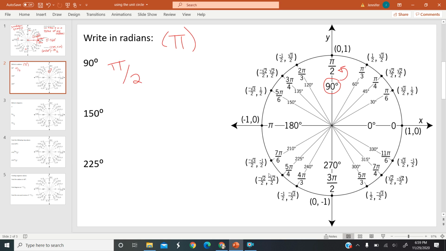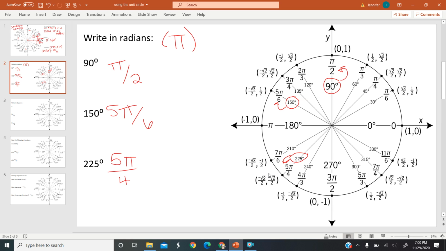The next one is 150 degrees. If I look around the unit circle to find 150 degrees, which is right there, I look for the number that has pi in it, and it would be 5 pi over 6. And the last one that I have is 225 degrees, which is down here at 5 pi over 4. So that part is simple enough. You just find the degrees and then rewrite it as a radian.